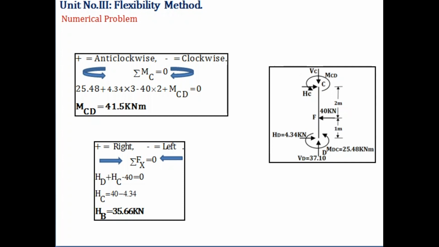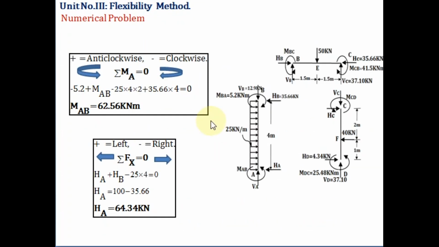After finding out the values at support B, the next step is we'll find out the values at support E. For that we'll apply the equilibrium equation, moment at A equal to 0. At this point we are taking the moment. Now the minus 5.2, what is it? This is the moment in member BA. Here this moment is acting in anti-clockwise direction, so for BA it should act in clockwise direction. It should be equal and opposite, and only then the joint B will be in equilibrium.